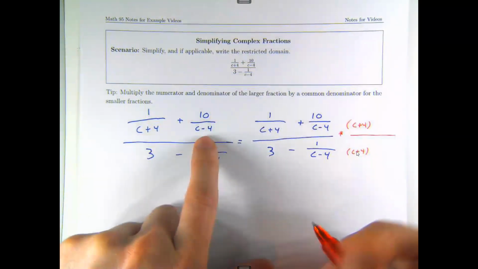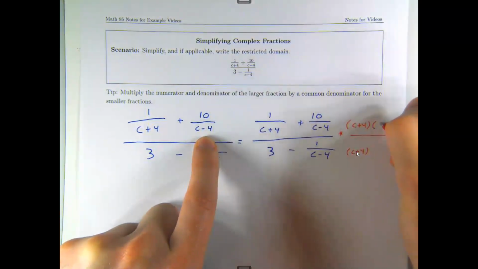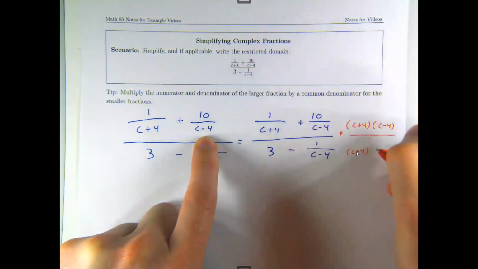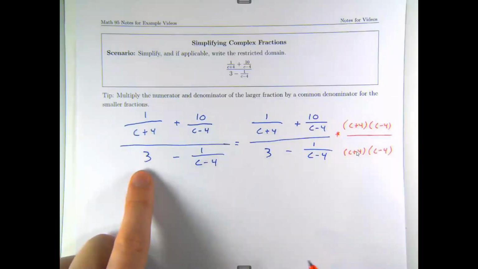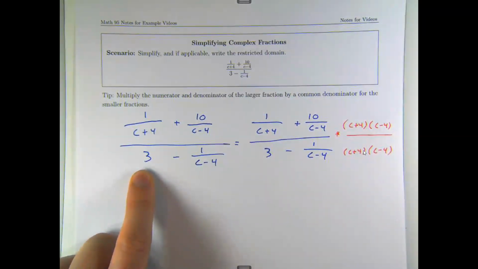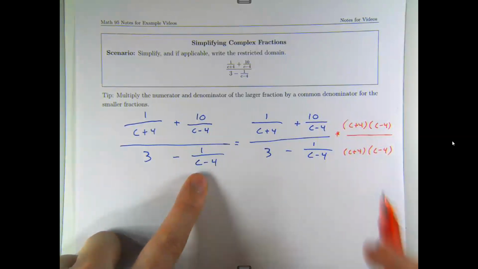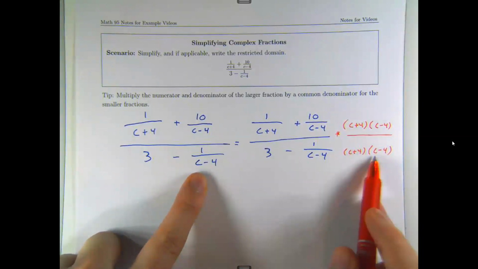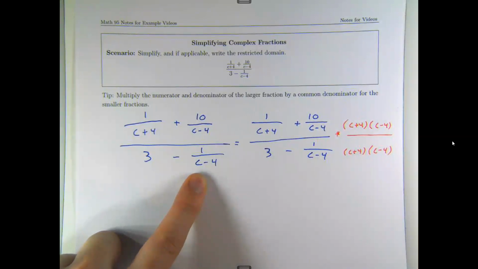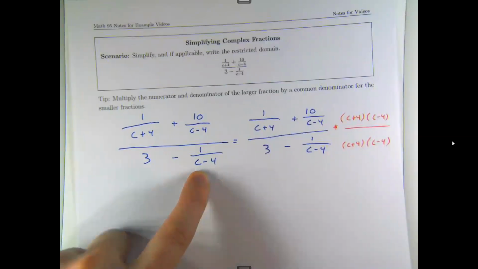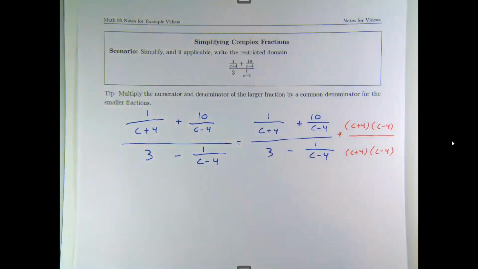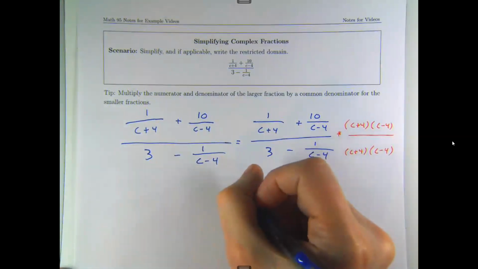I'm also seeing this c minus 4, so I need to multiply the top and bottom by c minus 4. The 3 doesn't have a denominator at all, so nothing to cancel there. And the c minus 4 has this c minus 4 already accounted for to cancel that thing out. Now this is going to be an example of something looking worse before it gets better.